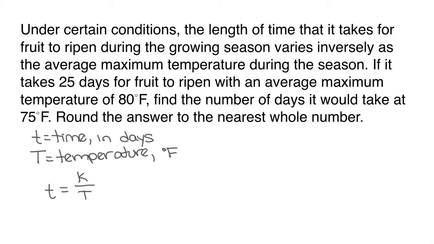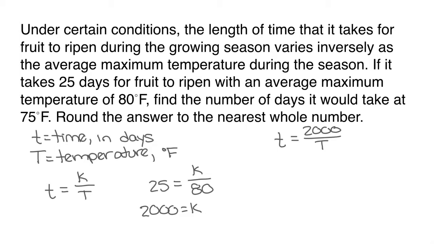We're also told that it takes 25 days for the fruit to ripen with an average maximum temperature of 80 degrees Fahrenheit. So we can solve for k using this information by substituting 25 for lowercase t and 80 for capital T. So we have 25 equals k divided by 80. We solve this equation by multiplying both sides of the equation by 80 and finding that k is equal to 2,000. Now we know that our inverse variation equation is lowercase t is equal to 2,000 divided by capital T, the temperature.